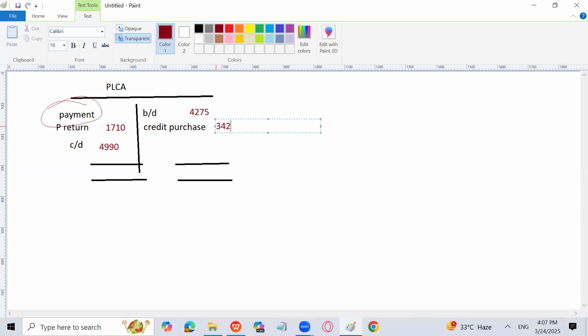So we need to find the payment to trade payable. Now I will go for the total of the credit side. I will subtract the debit side, and then I can find the payment to trade payable, which is basically the requirement of this question. So can you please help me out? Can you go for the total of the credit side?